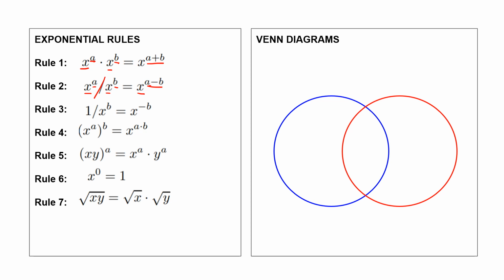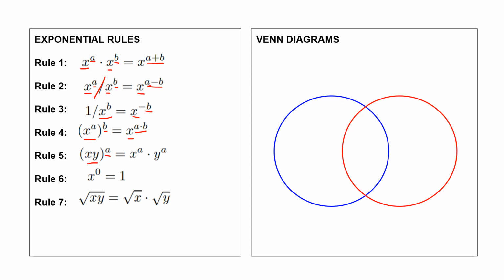So next we have 1 over the exponent, and that's the same thing as saying the base raised to the negative exponent. Rule 4, we have an exponent raised to another power, and that's the same thing as saying it's the base raised to the product, or just multiply, both those powers. Rule 5, we have two numbers raised to a power.